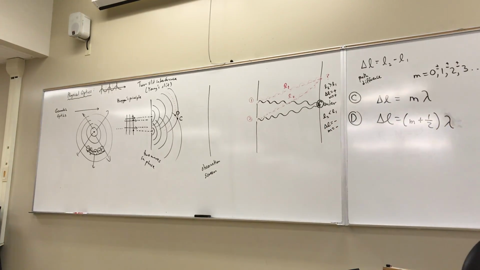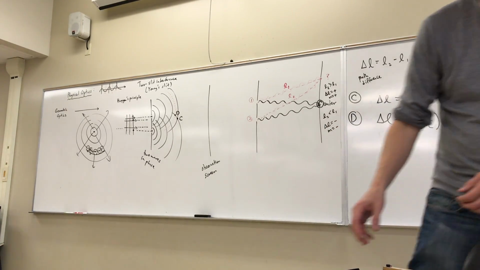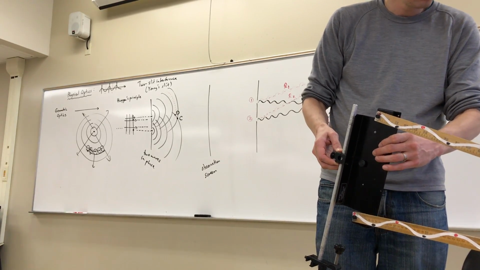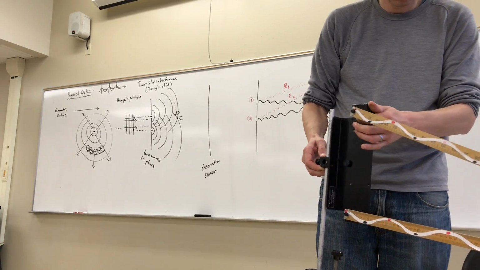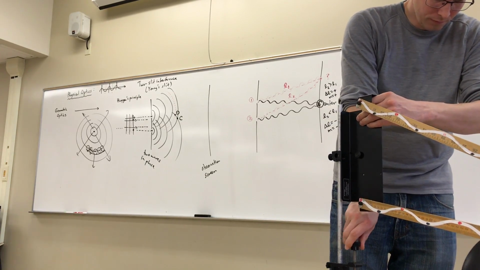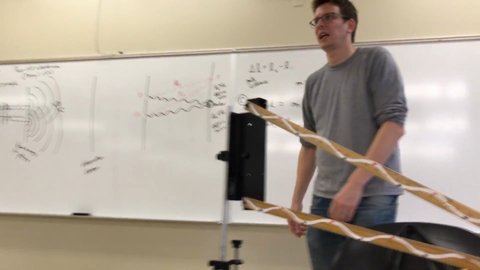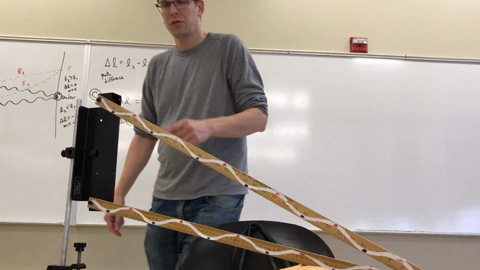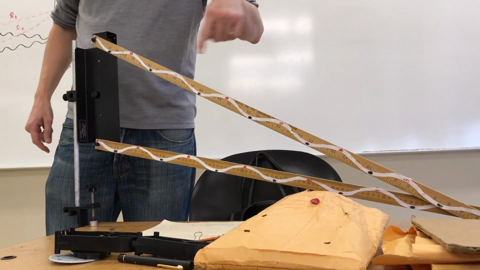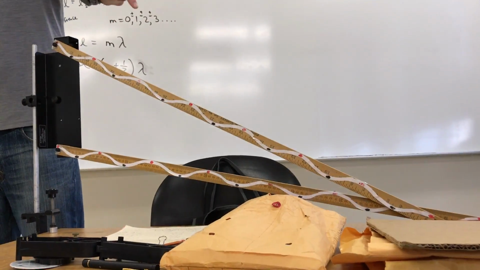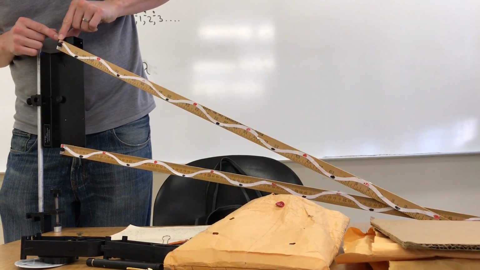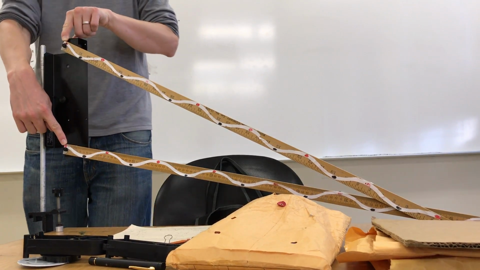So let me go ahead, I guess, and show you what happens here. I have this set up right here. So this is basically what I have on the board. I have two waves coming out in sync. I've put the crests as red dots, and I put the troughs as black dots. Here, this broke off, so you can't see it, but this is red and this is red, so a crest is emerging out of both.